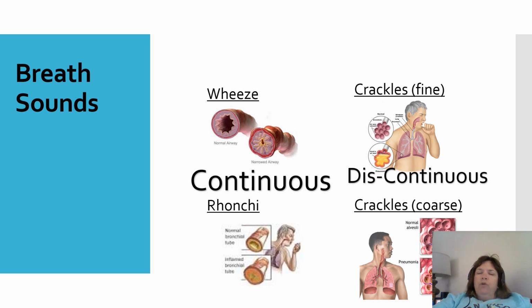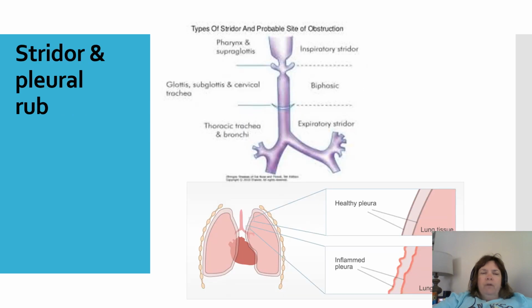And then coarse crackles also are in the alveoli, generally speaking, and they're a thicker fluid sound. And both of those are discontinuous sounds. You may also hear stridor. Stridor is when you have some type of an airway obstruction and it's upper airway.